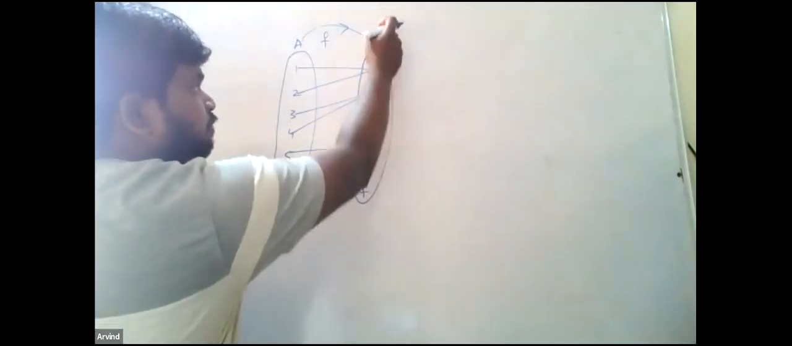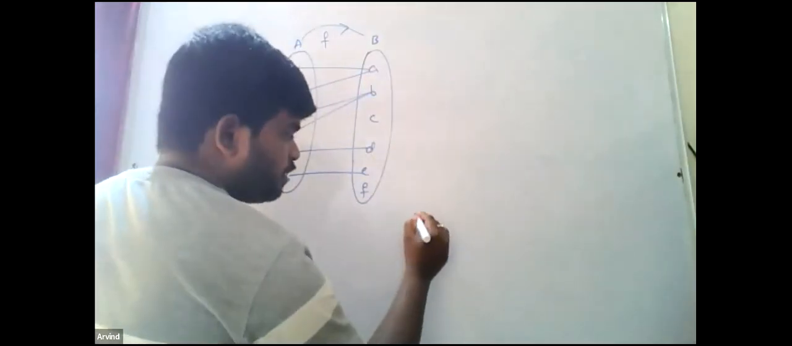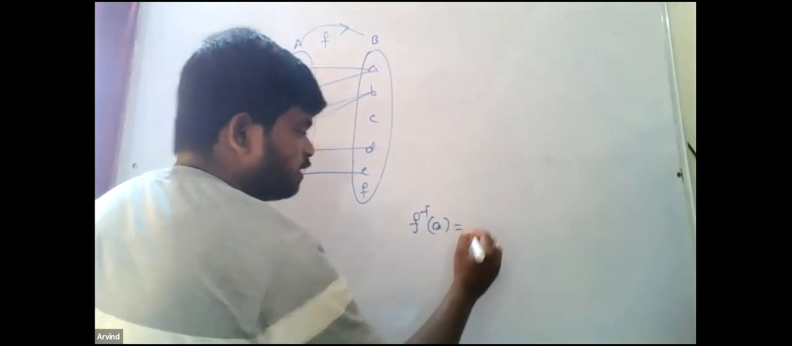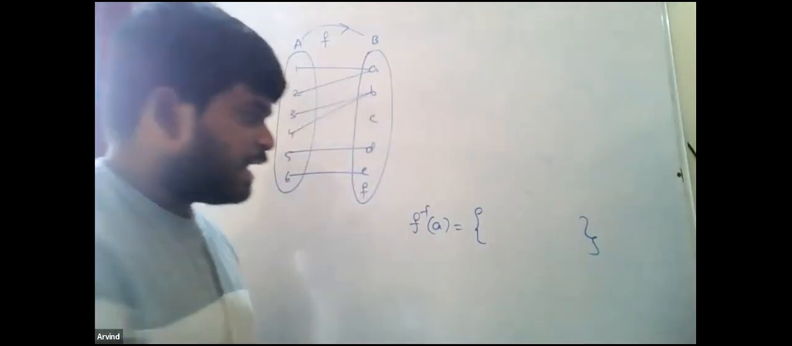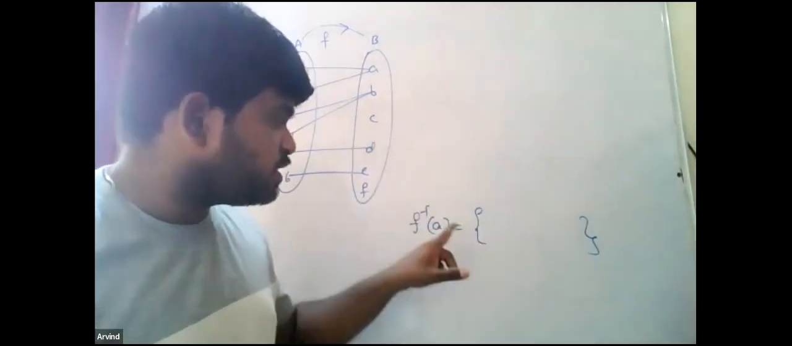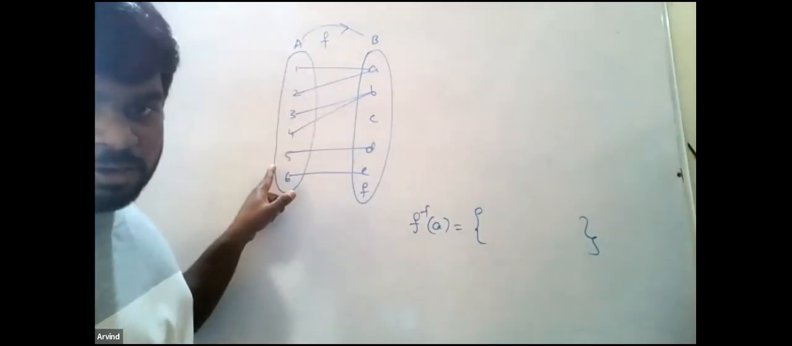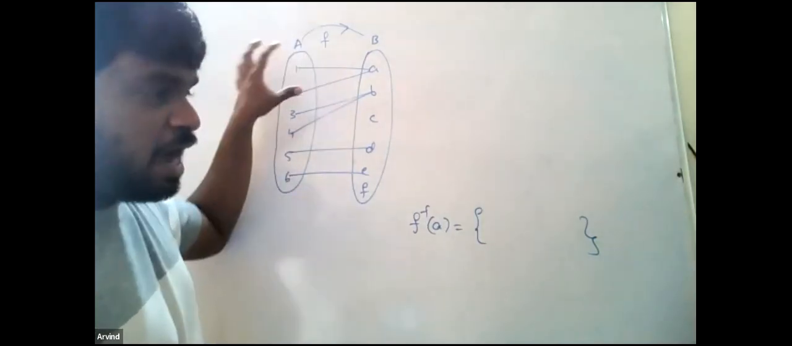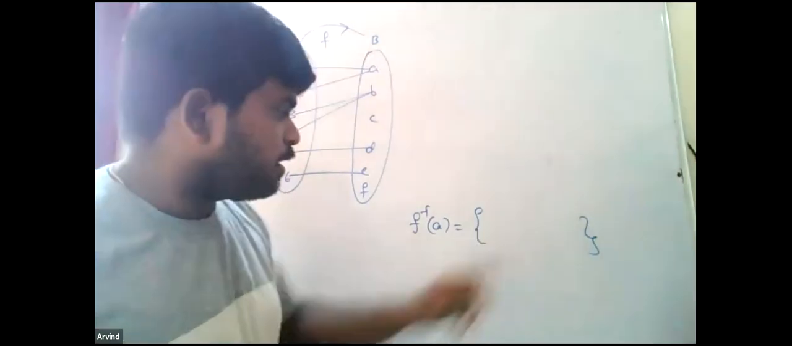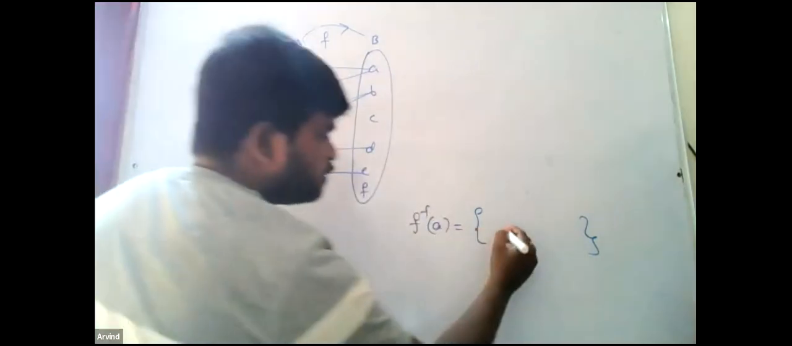Suppose you take an element from the set B. Let's say, let me take A itself. Now, F inverse of A, it is a set. What elements will be in this set? Those elements which are related to A. In the big set capital A, whichever elements are related to this A will come. So F inverse of A, what comes? A is related to which elements? 1 and 2. So {1, 2}.